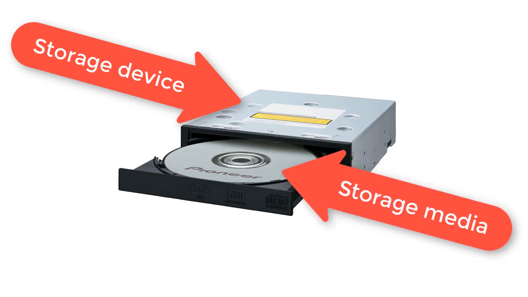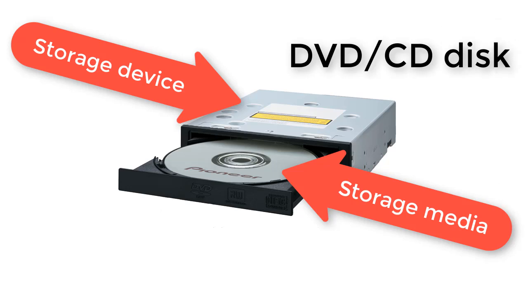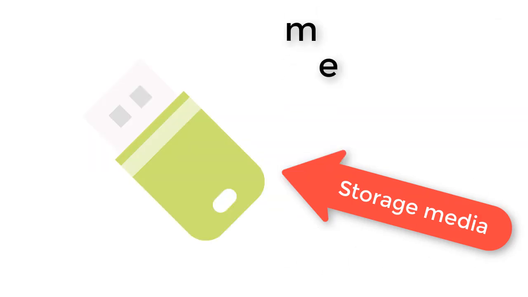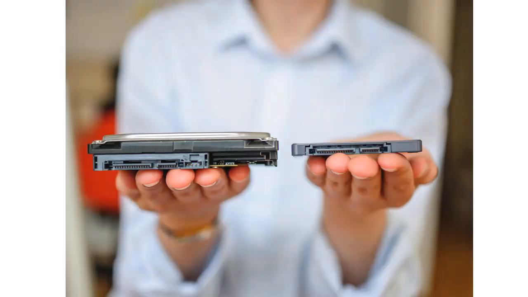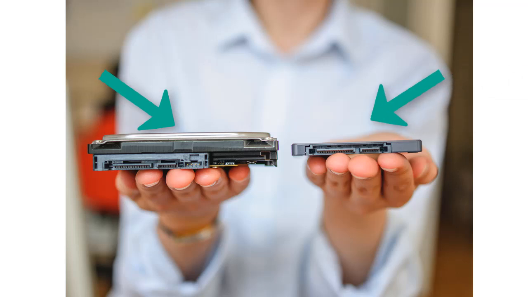Storage media is the physical object used to actually store the data, so the actual DVD disc or CD disc, or a flash memory stick. Some secondary storage devices do not have separate media. For example, a hard disk or solid-state flash drive are self-contained with no external media.